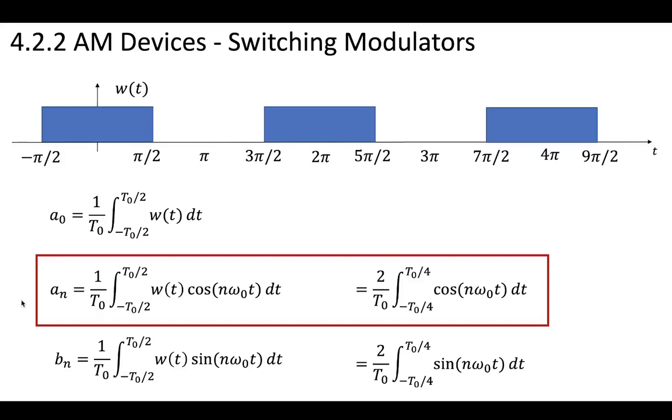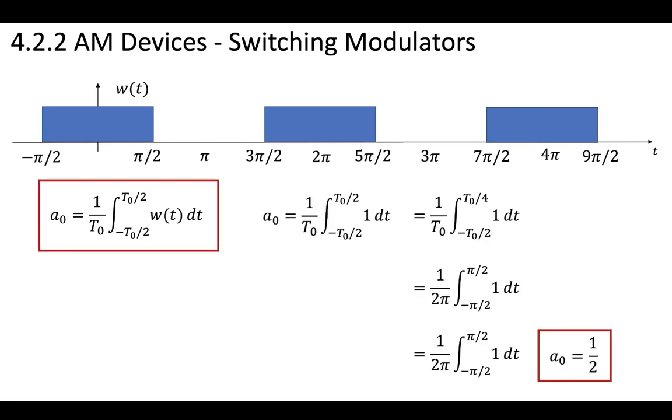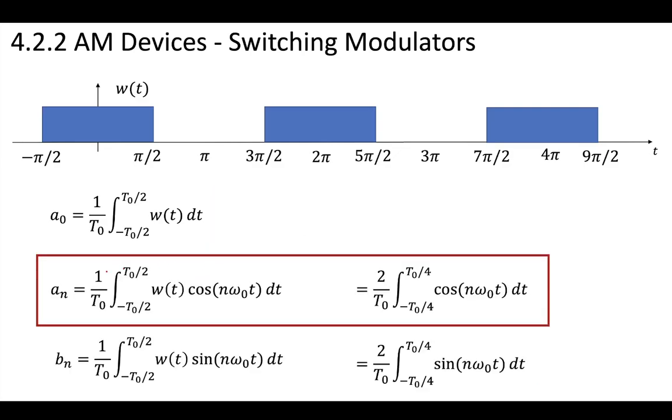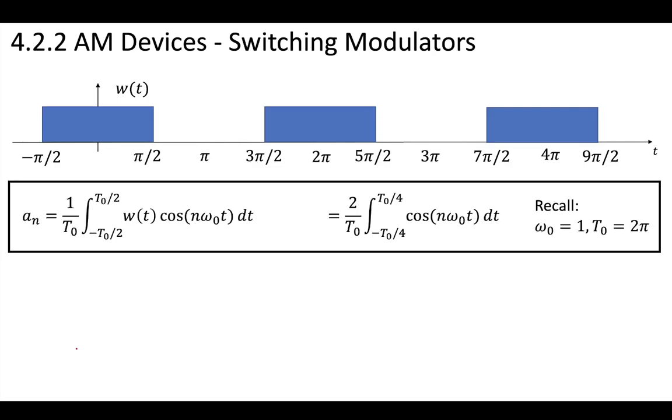So in the previous video, we were able to find this A naught coefficient. We found that it was going to be 1/2. So this was the final result. In this video, we're going to find the A sub n coefficient, and in the next video, we'll find the B sub n coefficient. So for the A sub n, we have this integral.